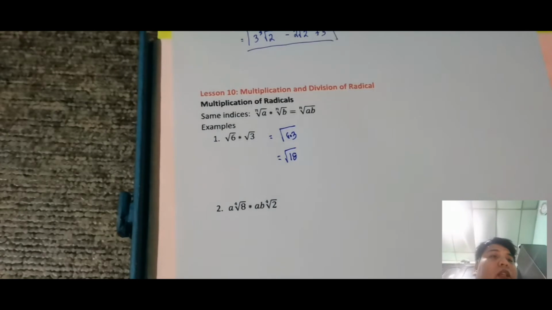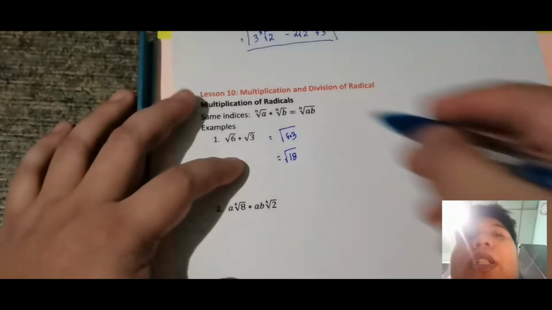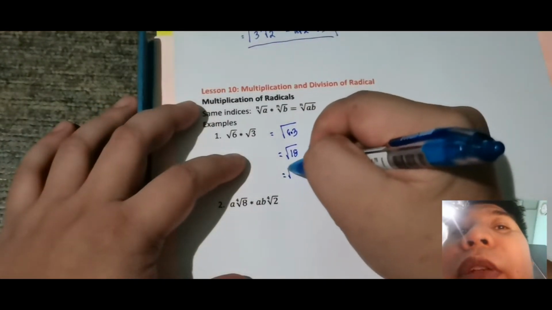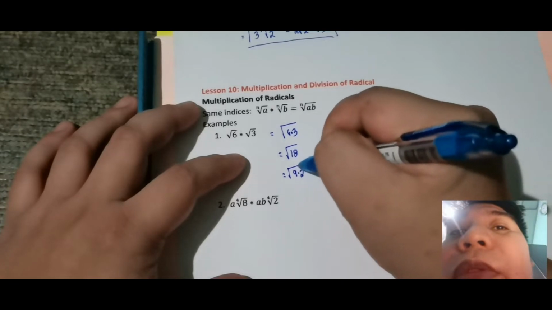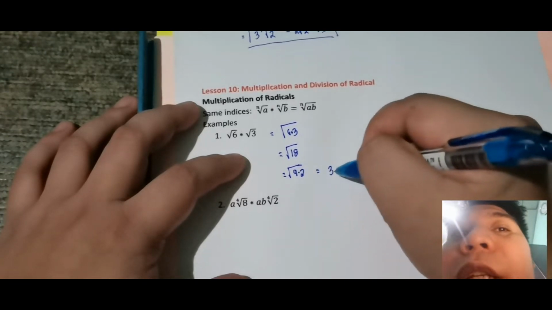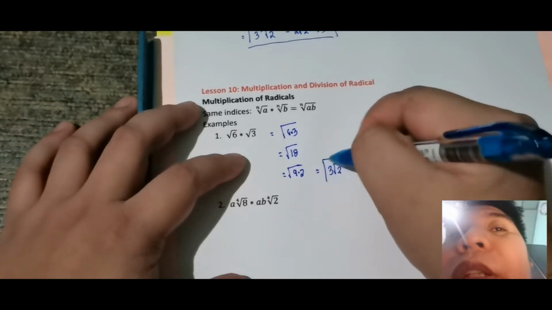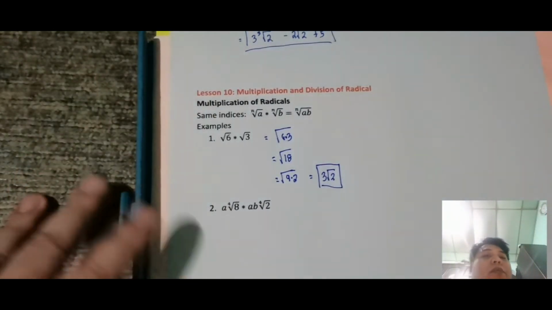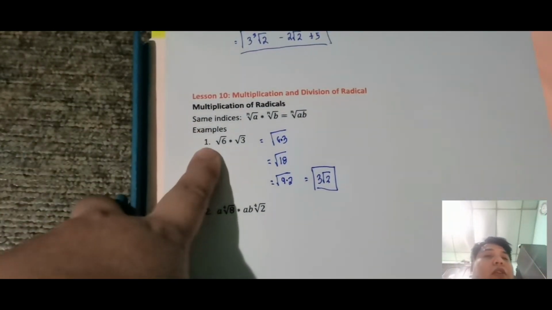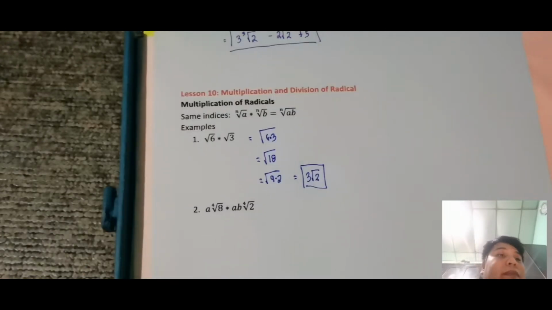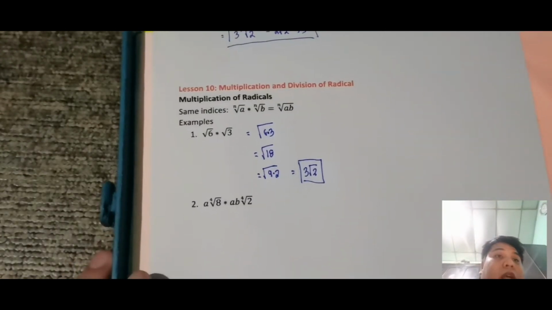Another, i-apply natin dito yung natutunan last time sa video, in which magsisimplify tayo. So, si 18, pwede ko siyang gawing 9 times 2. So, this is equivalent sa square root ng 9 times 2, which is equivalent sa 3 square root of 2. Therefore, the product of square root of 6 times square root of 3 is equal to 3 square root of 2. Ganun kasimple.